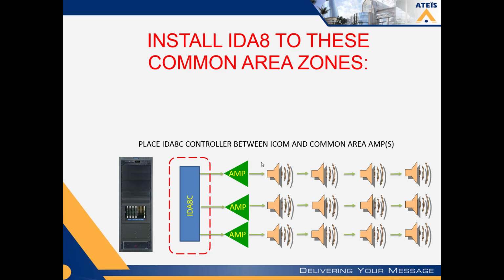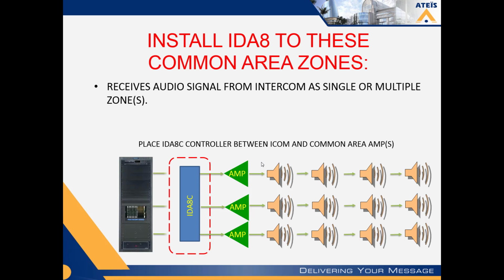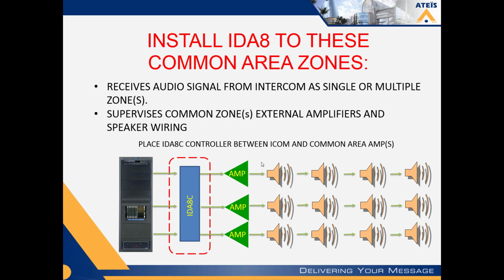So we put this device in the rack or in a separate rack or in a data room, electrical room, wherever, near the head end, and we put it between the common area one-way page amplifier or amplifiers and the central equipment or your intercom system. What we do is we receive the audio signal from the intercom system or paging system into our system, and then we route that audio to whatever zone or groups of zones it needs to be routed to, whether you've got one or multiple.